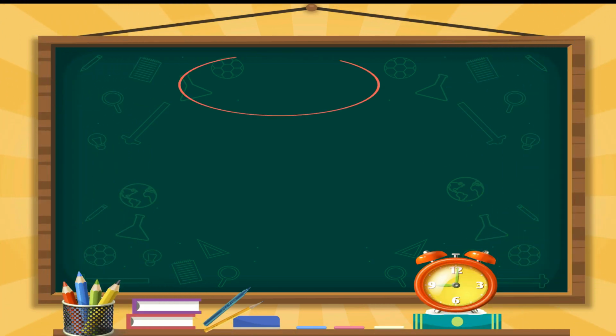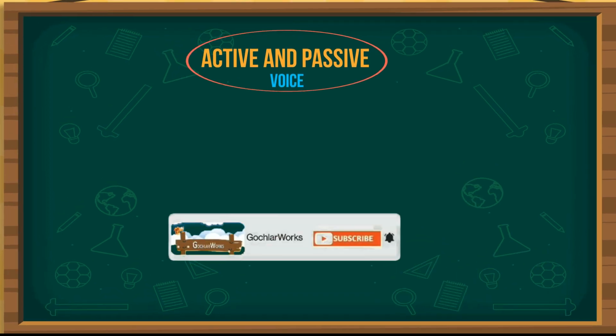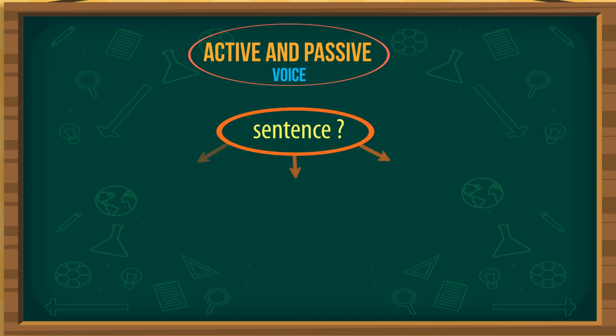In today's video, we will talk about active and passive voice. So let's start it. A sentence consists of three parts: the subject, the verb, and the object. The subject is a person or things about which we are talking in the sentence. The object is a person or thing affected by the action done to it. And the verb is the action itself.